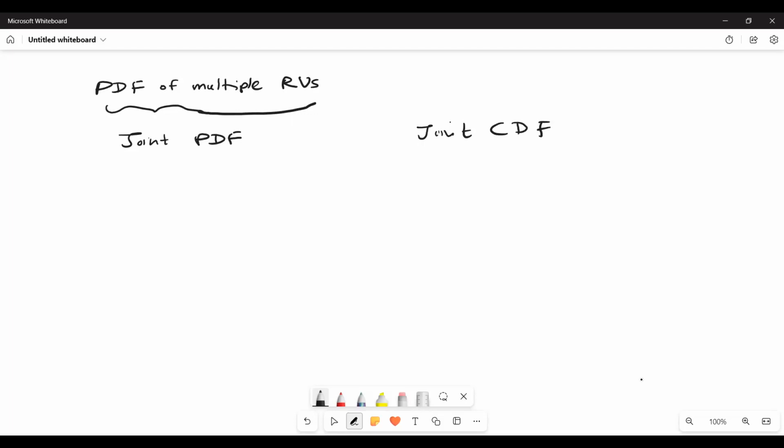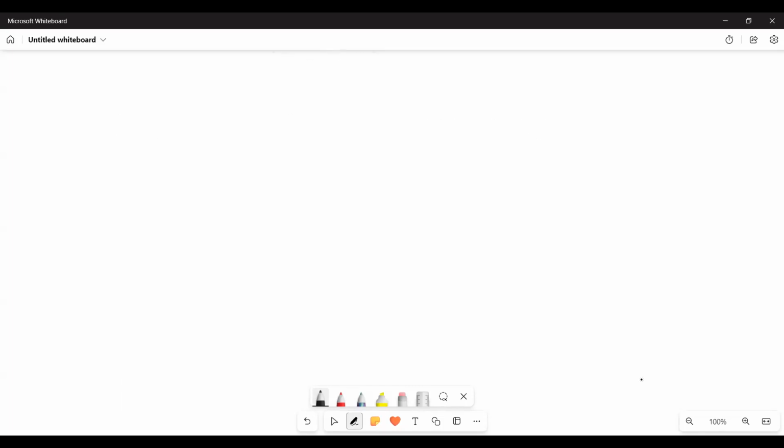For the CDF, we have joint CDF functions. So we will learn about the PDF function's definition, and we will discuss how we can consider the PDF function under different scenarios. We will consider the PDF function first. So the PDF of a joint random variable, right? Joint means there are multiple random variables that we are considering.